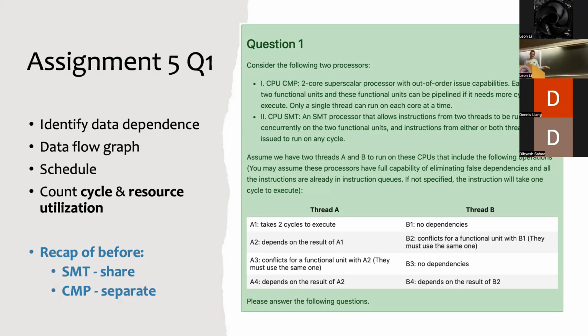And then you do the schedule, and finally, it has 4 parts, but it keeps asking the same question. How many cycles does it take? What is my utilization rate of resources? Essentially counting empty spots in the scheduling table, and also counting the total number of cycles. All right. Again, if you don't remember what SMT and CMP are: SMT is shared, CMP is separate.